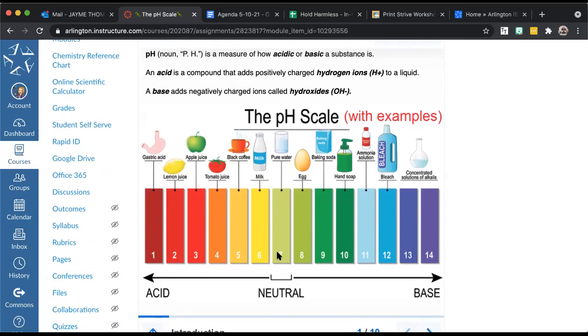And then anything lower than 7 all the way down to 0 is considered acidic. Anything higher than 7 all the way up to 14 is considered basic, okay? And the closer you get to the ends, the more extreme you get. So closer to 1 is going to be more acidic. Closer to 14 is going to be more basic. So the things that are here, kind of like in the 5, 6 area.